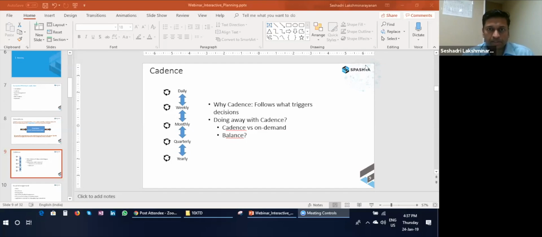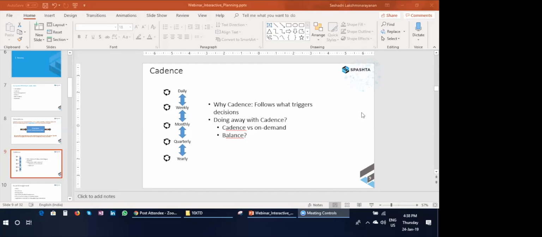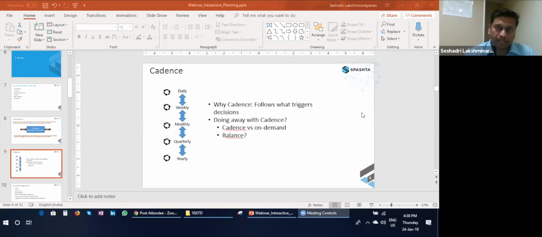Right. Okay. Let me go back to right. So what happens is that things keep happening at any point in time, during any point in time of the day. I think you should be able to see my screen now. Okay. So things keep happening, and that is a reality. They happen 24/7. It's in a continuum. But cadence is still important to do two things.